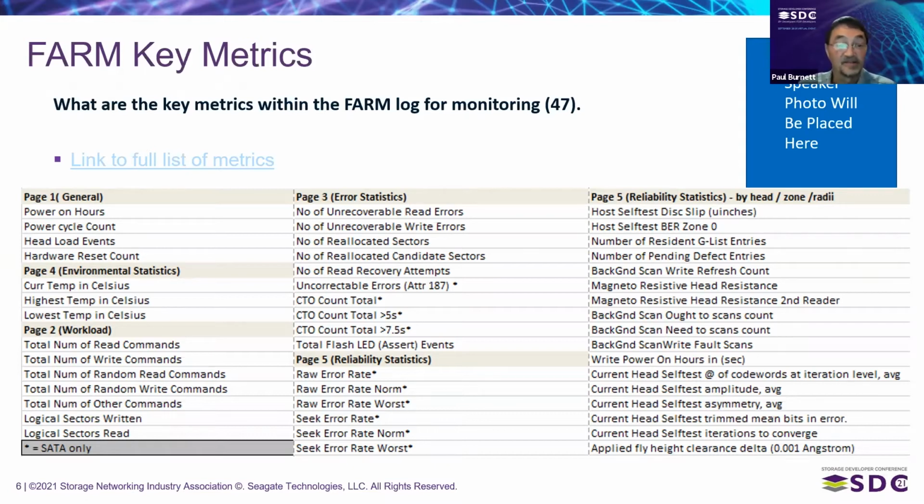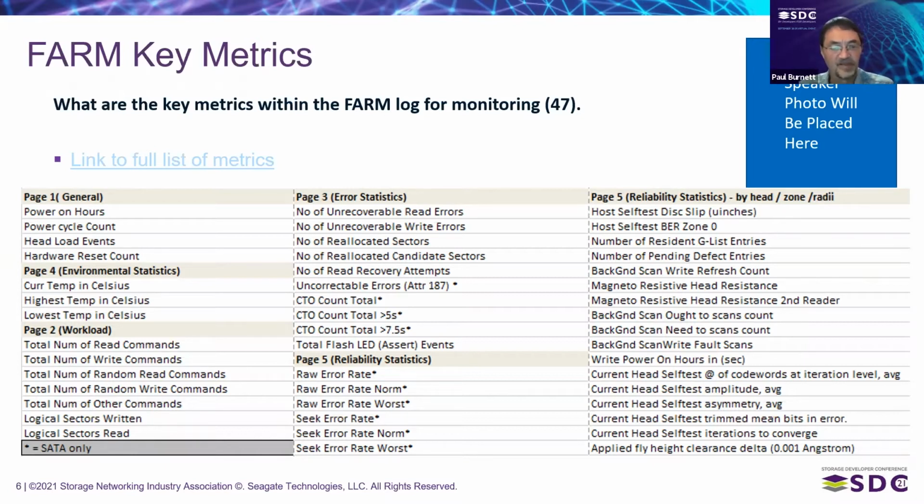The SATA has the command timeout counts. In attribute 188, we bring that into the FARM log also. And we also have how many flash LEDs the drive had, and those are asserts, and those are typically corner case issues that the drive firmware may see, and it has to do some corrective action, so it'll assert and reset itself. And so it usually shows up as a type of command timeout kind of event.